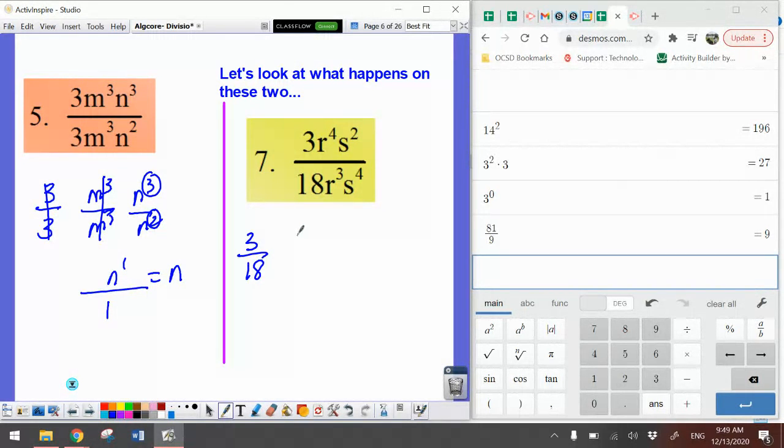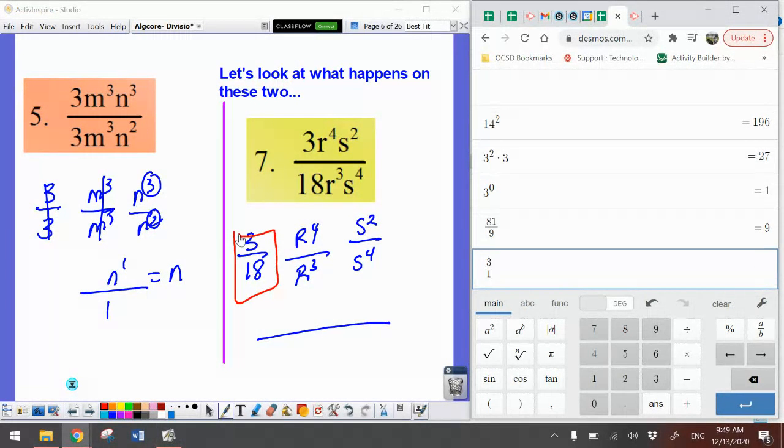All right, now let's take a look at this one because all of a sudden we have a bigger number on the bottom. Okay, bigger number on the bottom. So let's start with our fraction. So 3 divided by 18, and I'm going to hit the fraction key. And it tells me 1 over 6. So the 1 goes on top, the 6 goes on the bottom because this is a fraction. Okay? What about my r's? 4 minus 3, that's 1. The bigger number is on top, so it's going to go on the top.